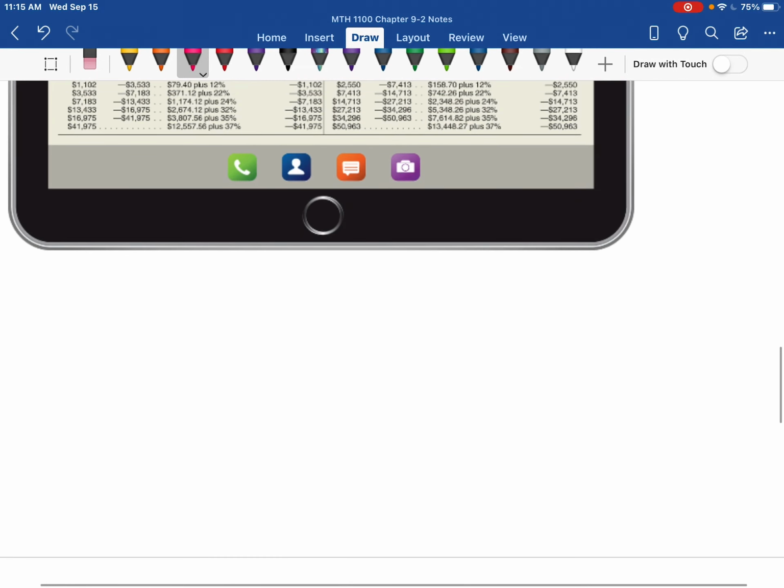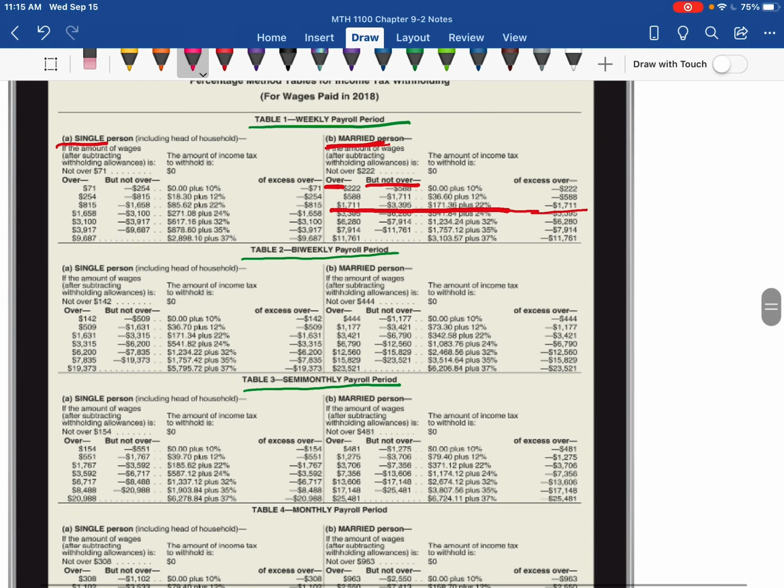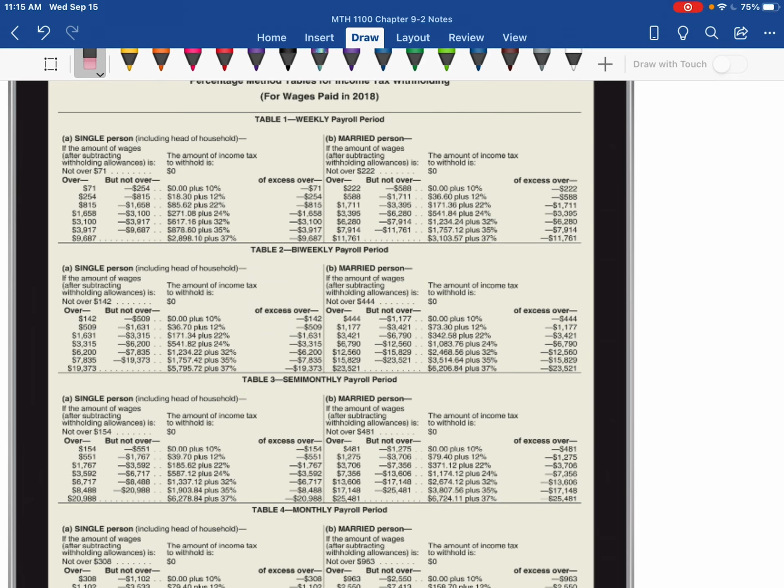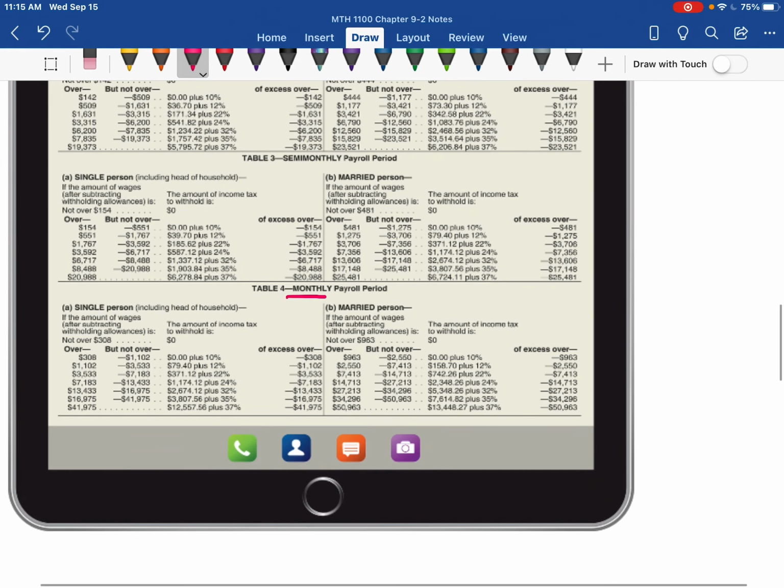I'm going to scroll back up to the second table. Let me erase what we have here from the last example so we can find it easier. Now in this problem, it says she's single and she claims one. So I'm going to go down to where it says she is paid monthly. She's single, so I'm going to look at this column. And now the value that we found, $9,154.20, I'm going to look to see where it falls here. And it falls between, here it is right here.